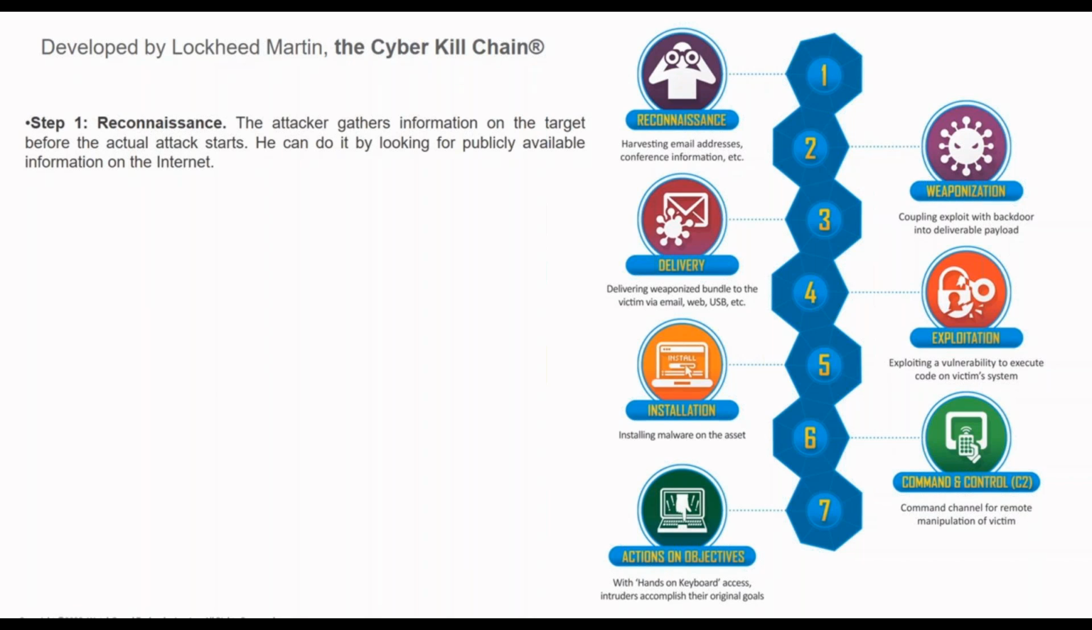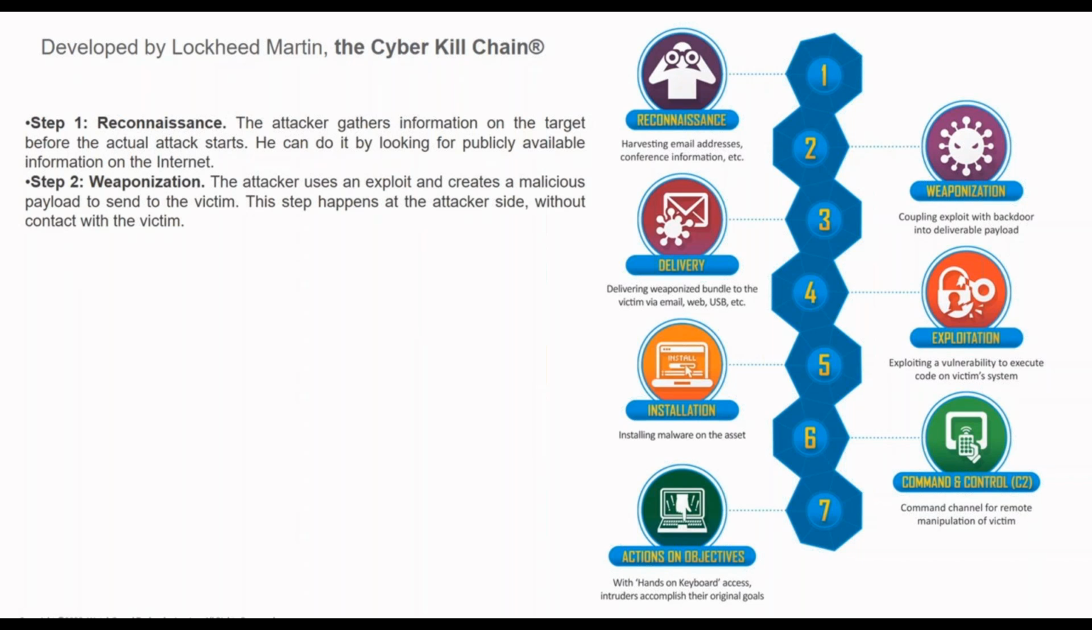The first one is the reconnaissance. The idea is that that's the time the attacker is gathering information about the target. So he picks the target depending on the industry or depending on what's the hot topic at that time, trying to look at the publicly available information to find out what are the security holes that he can use.